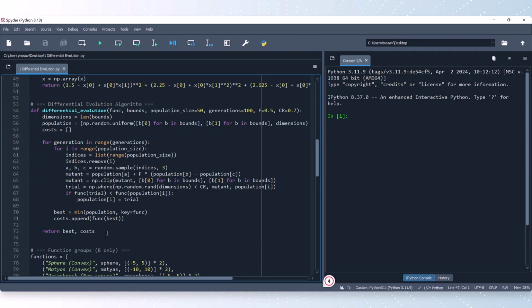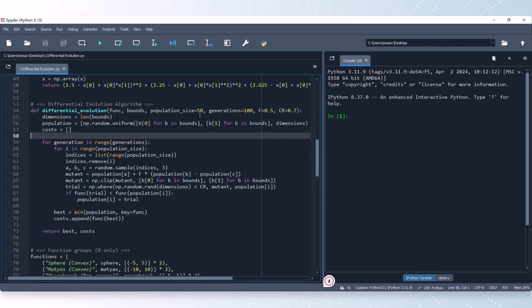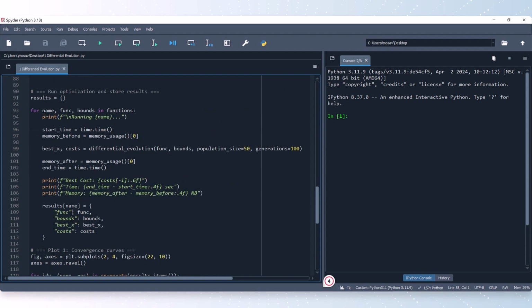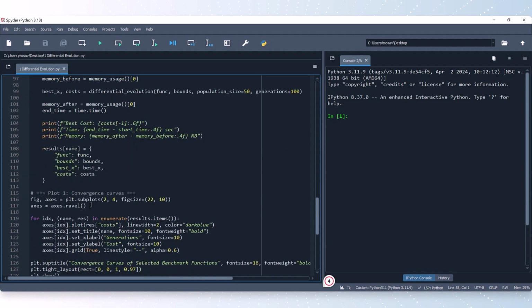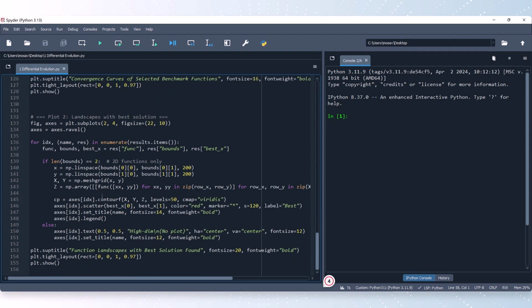This is the main body of the differential evolution algorithm here. We consider 50 for the population size and 100 generations. Our output will be the best cost for each function, the time for that specific function, and the memory usage for that function. At the end, we are going to have a convergence plot of each function plus the 2D landscape of that function.